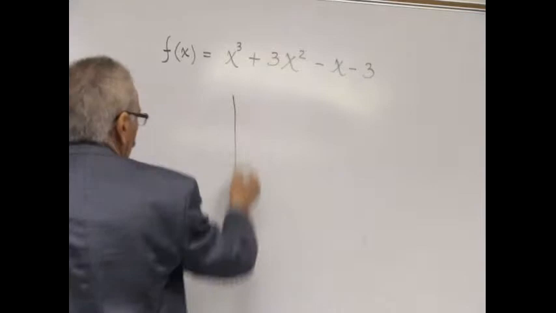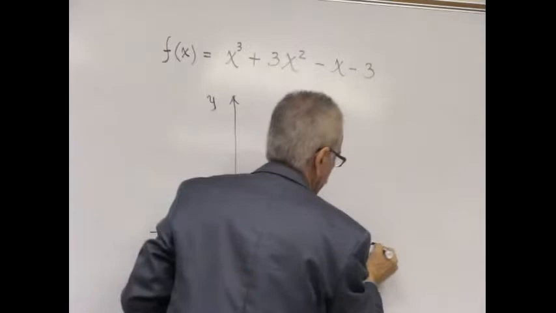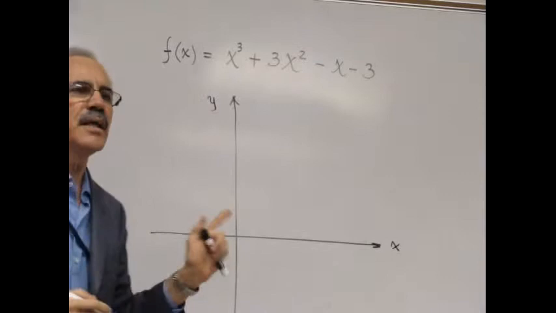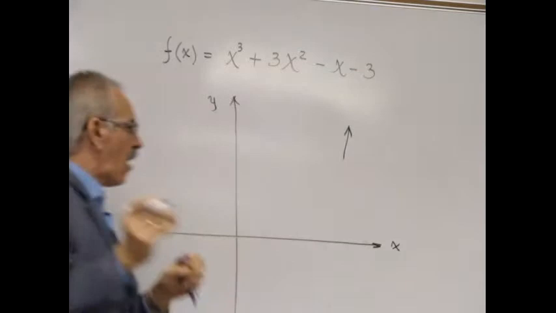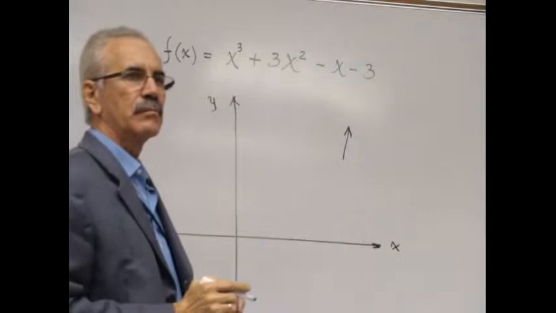We have here our system. Third degree, leading coefficient positive. How does this function open on the right side? Up. How does it open on the left side? How many solutions? Three. Let's suppose 1, 2, 3.